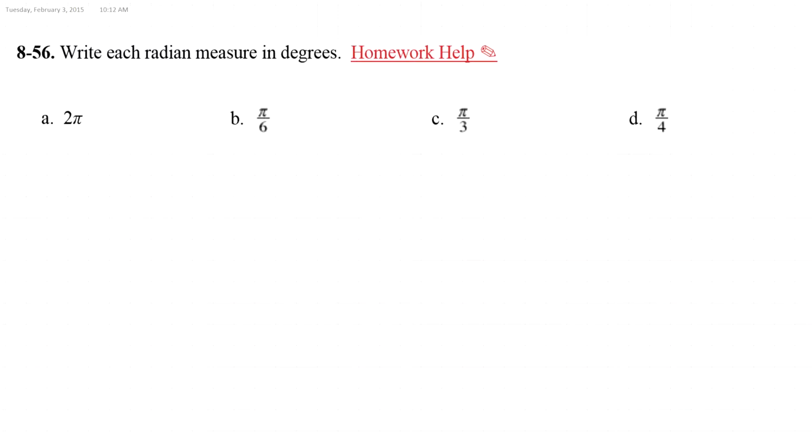856. Write each radian measure in degrees. All right, so we've got 2 pi. Well, 2 pi, hopefully everybody knows this is going to be 360. That's a full circle. B is pi over 6.